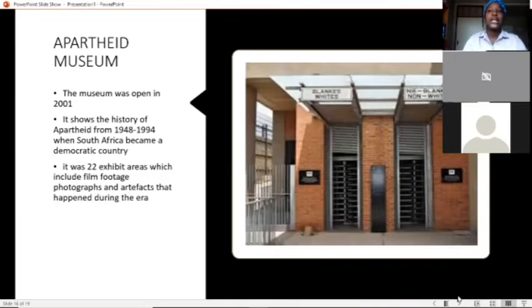The museum has 22 exhibit areas, which include film footage, photographs, artifacts, anything that shows what happened during the apartheid era. I would like to say this museum shows that we are a very not advanced but a peaceful country, right? We live together with whites and Afrikaners after everything that has happened, and here we are. We live in a democratic country. There's peace, there's harmony, right? Yes, ma'am. Yes.